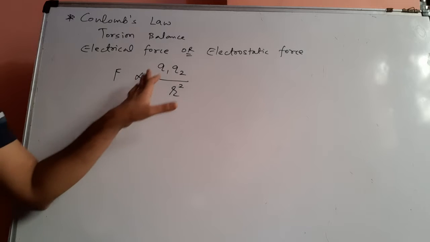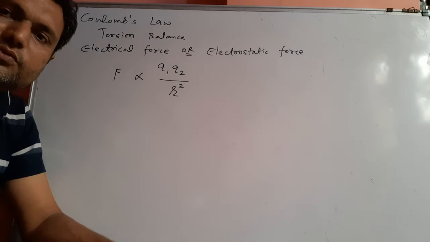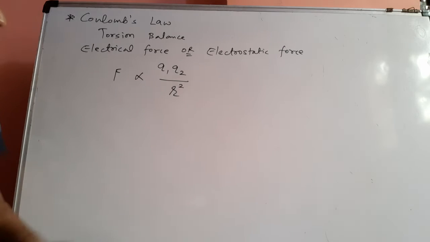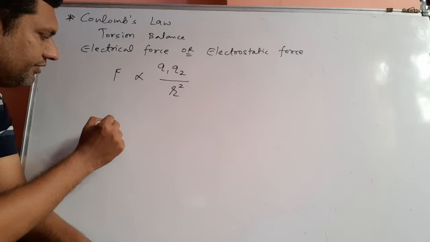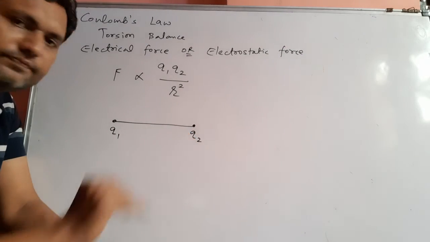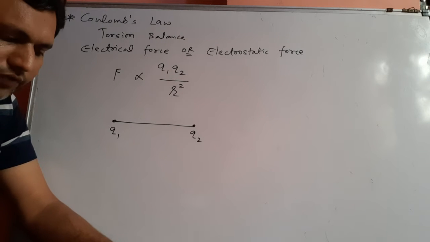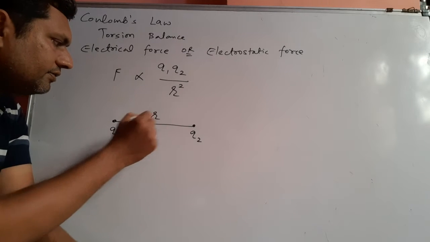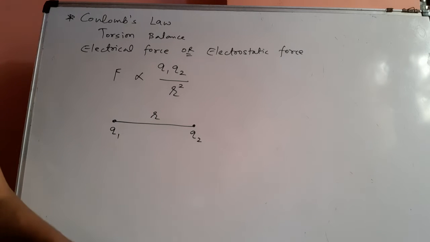So this force is directly proportional to the product of the magnitude of the charges and inversely proportional to the square of the distance or separation between the two charges, and it is directed along the line joining the two charges, something like this, q1 q2. Obviously, we will see its direction when we discuss the vector form. Here the separation r is along the line joining the two charges q1 and q2.